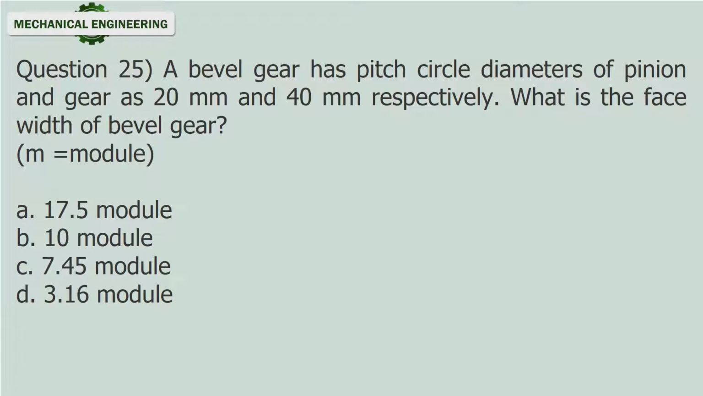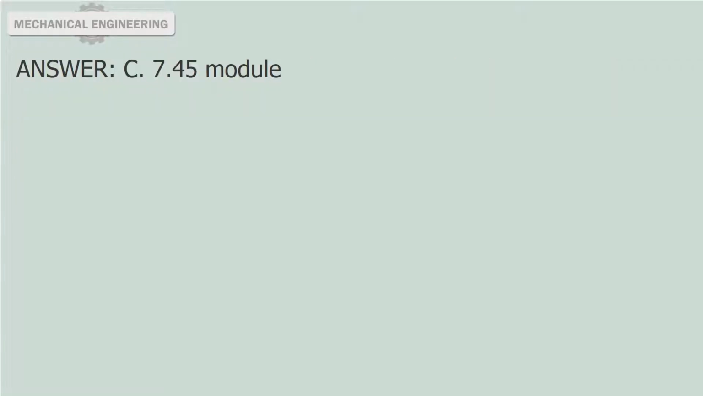Question 25. A bevel gear has pitch circle diameters of pinion and gear as 20 mm and 40 mm respectively. What is the face width of bevel gear? M equals module. A. 17.5 module. B. 10 module. C. 7.45 module. D. 3.16 module. Answer: C. 7.45 module.